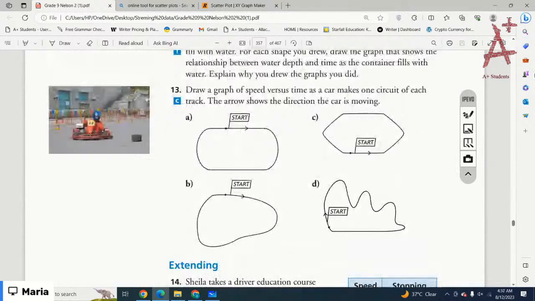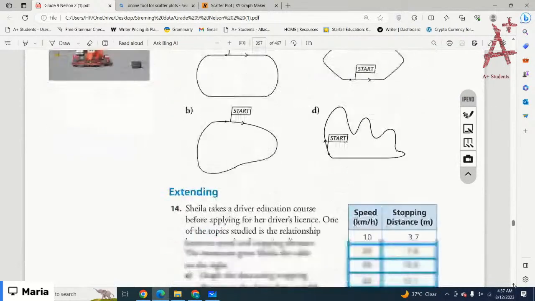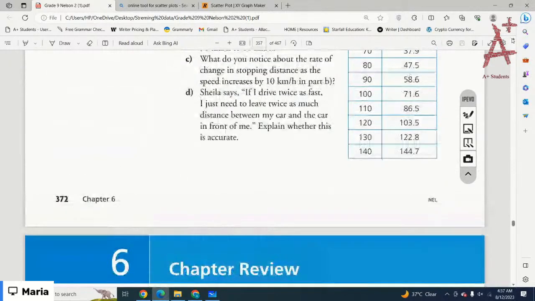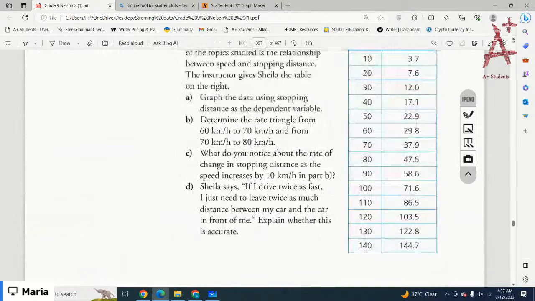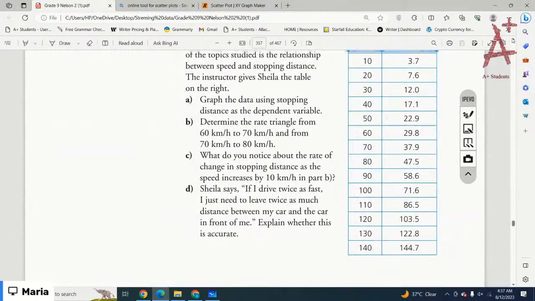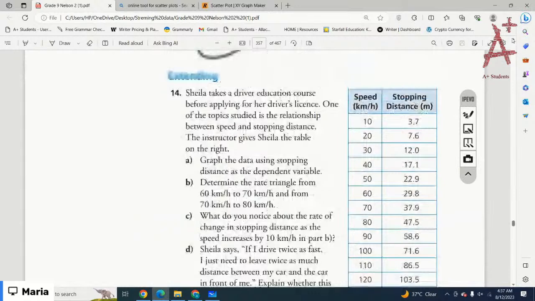Okay. Question number 17. Okay, Sheila takes a driver education course before applying for her driver's license. One of the topics studied is the relationship between speed and stopping distance. The instructor gives Sheila the table to the right. Graph the table using stopping distance as the dependent variable. Determine the rate of change from 60 km/h to 70 and from 70 to 80.